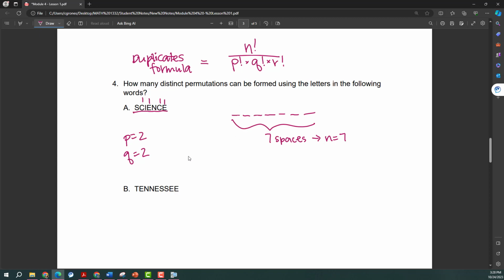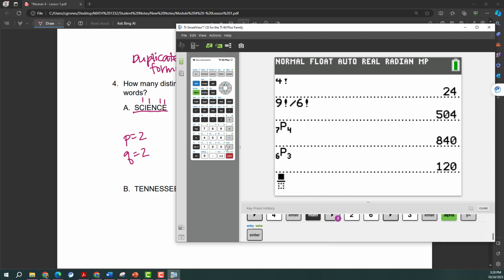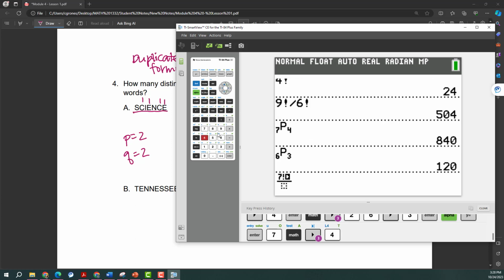So when we set up our formula, we plug everything in. We have 7 factorial divided by 2 factorial times 2 factorial. So alpha equals enter. We've got 7 factorial on top, times 2 factorial times 2 factorial, which is just 2 times 2.